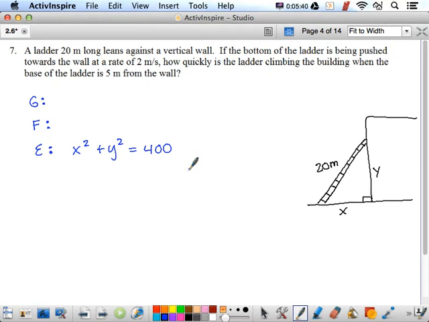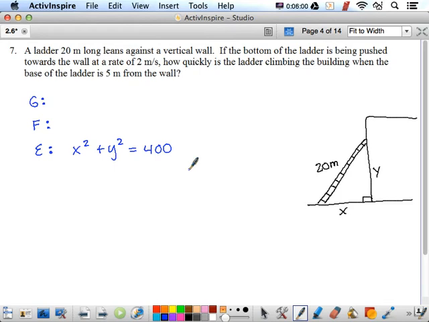And it is okay to substitute the 400 in now because it's constant, it's not changing. If the ladder were also varying in length, like the length was changing as well, then we would have to use another variable there. But because it's always going to be 20 meters, we're not going to worry about it. You can plug it in beforehand.